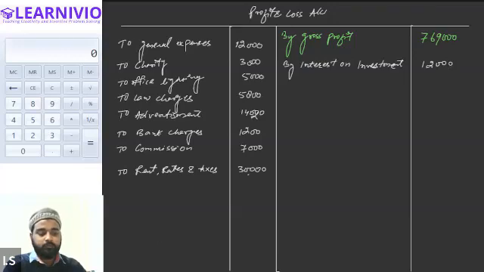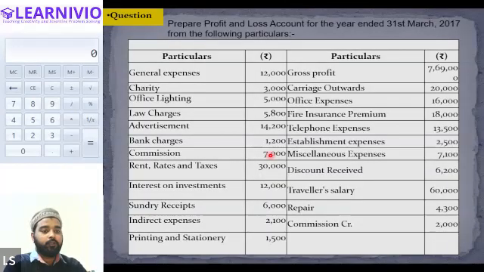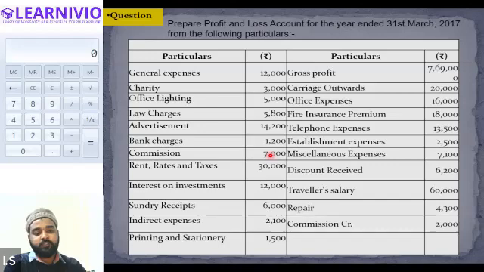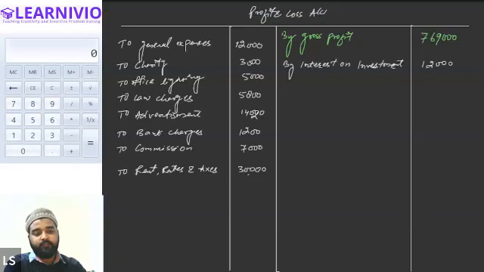Now, next item. Sundry receipts. Tell me, what is it? It is an income, so it will be recorded on the credit side. It is written in the question, sundry receipts, so obviously it is a receipt. So it will be recorded on the credit side. 6,000 by sundry receipts, 6,000.